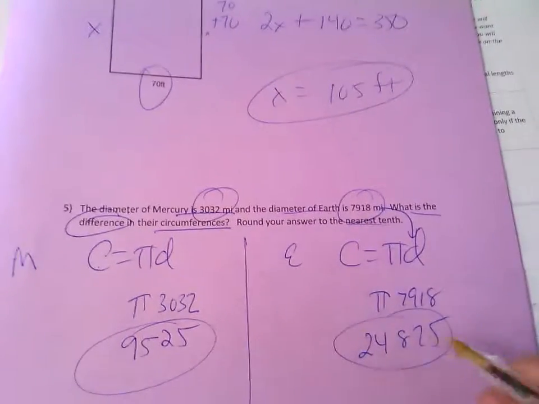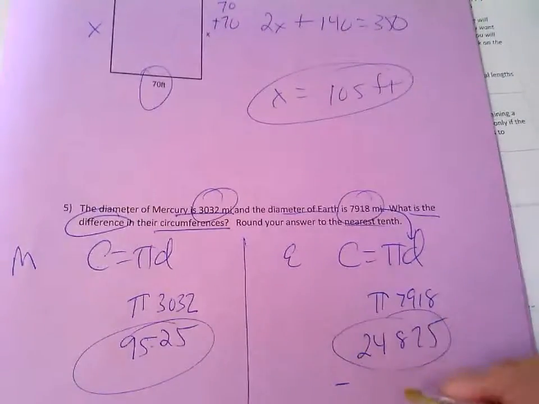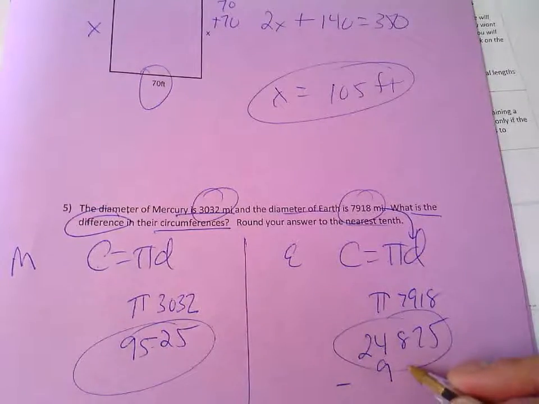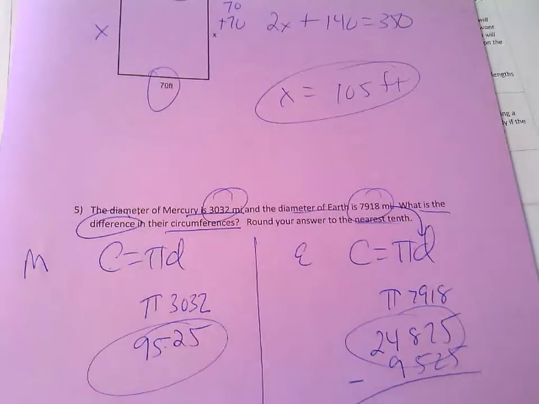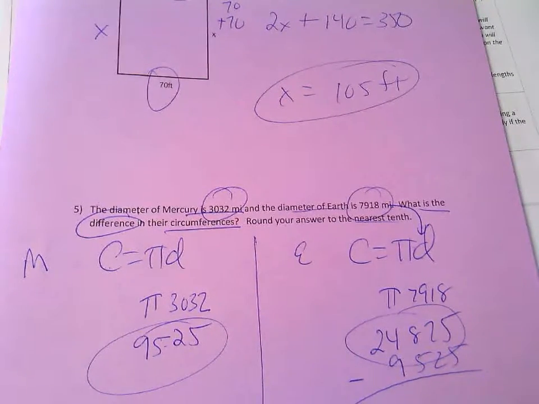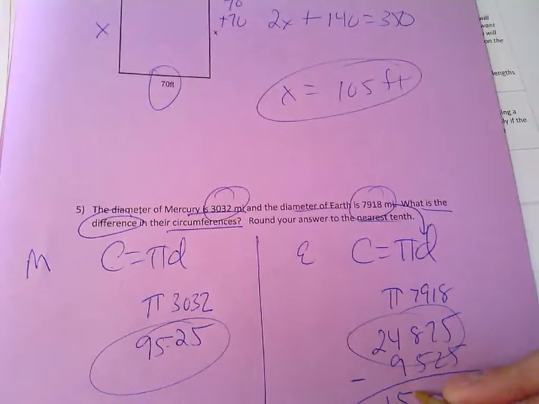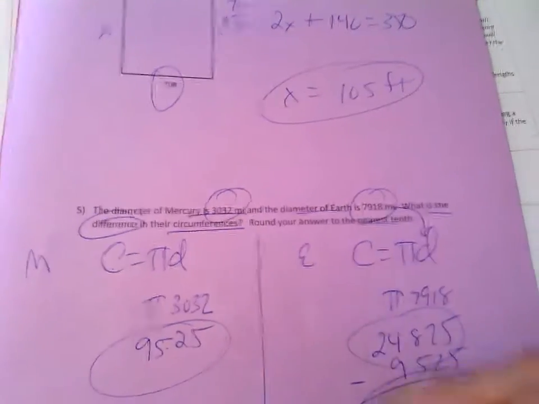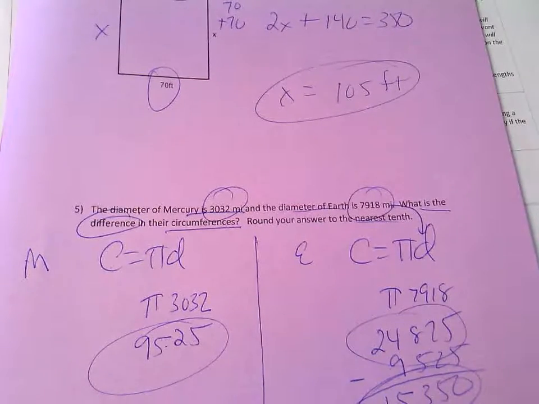Okay, so then the last thing is to take and subtract the two, 24,875 minus 9,525. Probably the hardest problem that would be on this entire test coming up. And you get 15,350. Right? So, in conclusion, this is the answer key.